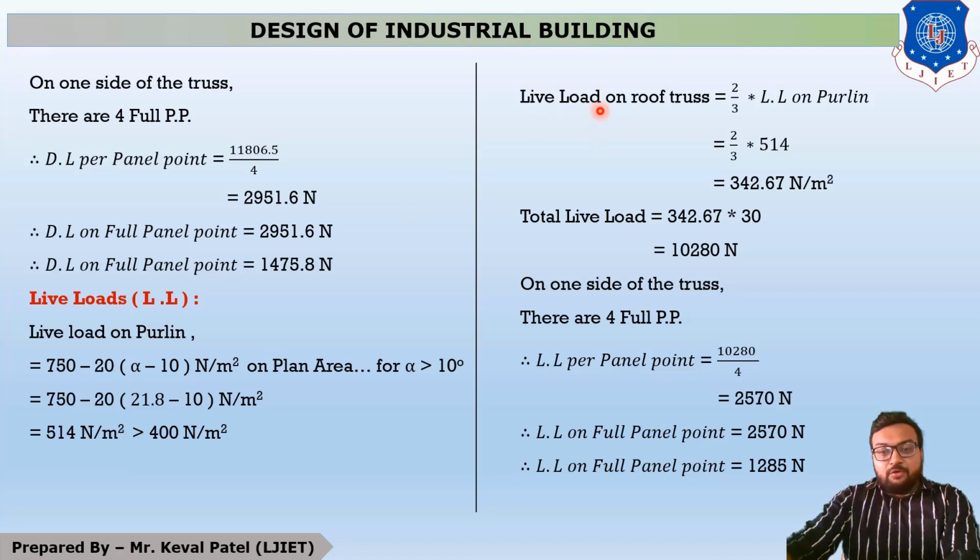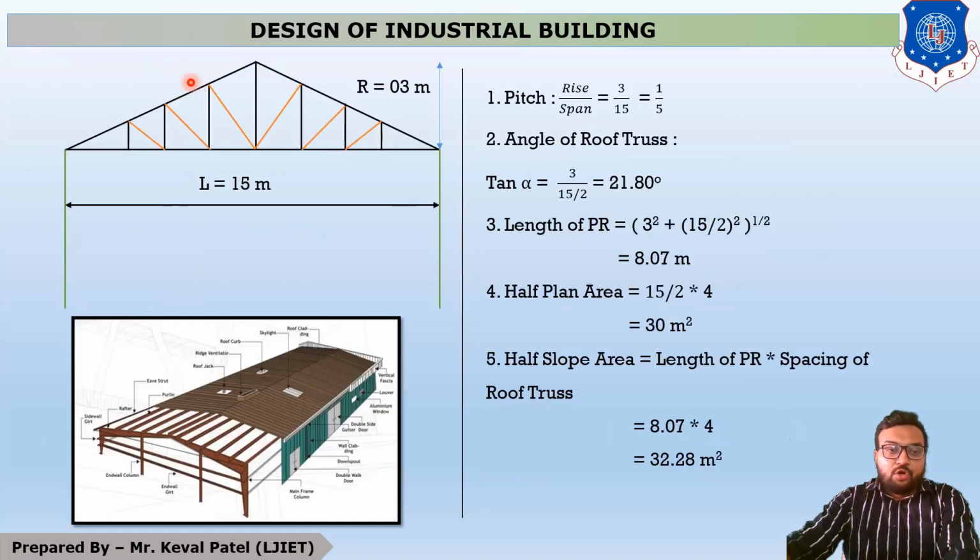Now live load on roof truss is 2 by 3rd of live load on purlin. So it is 2 by 3 of 514, which will give us the answer of 342.67 Newton per meter square. Now this load is also considered on the half plan area. So 342.67 into 30. So we will get our answer 10280 Newton. It means on this half side portion, 10,280 Newton live load is there.